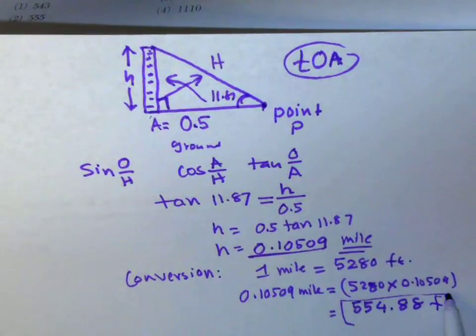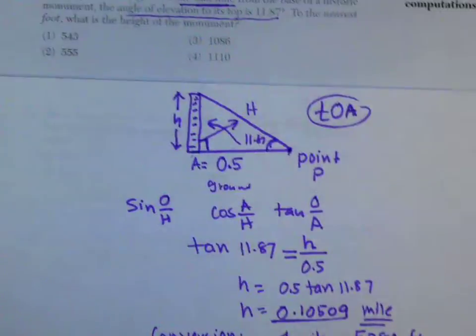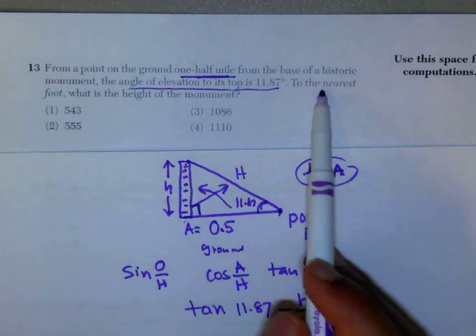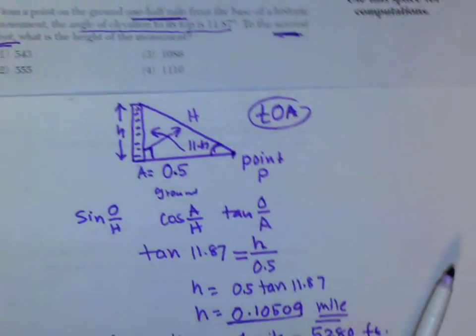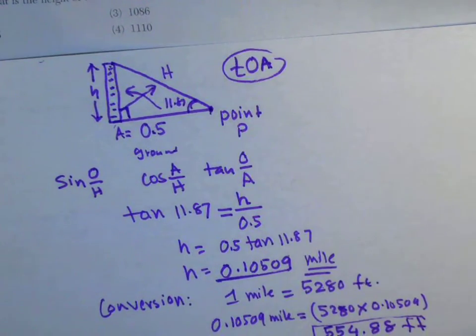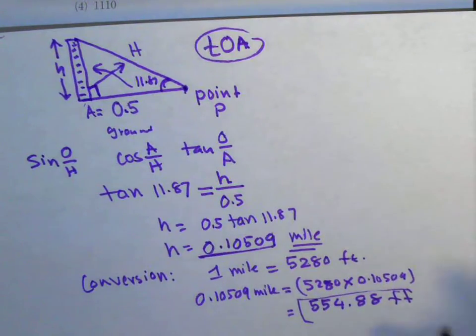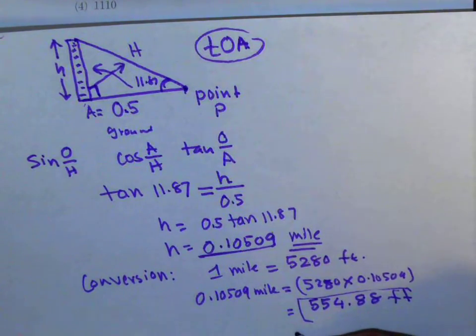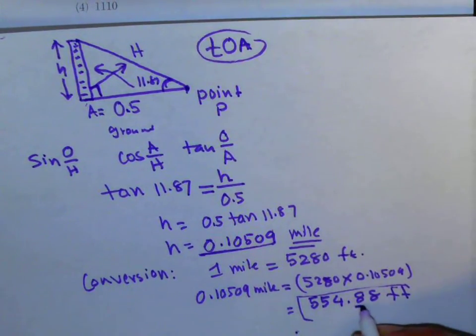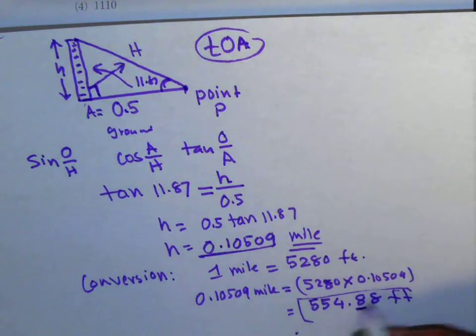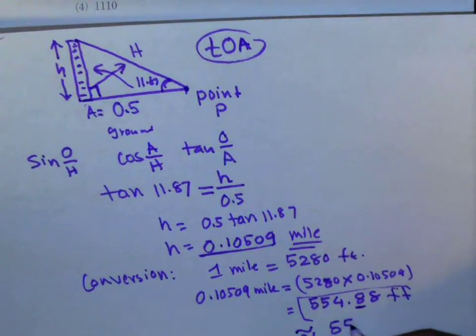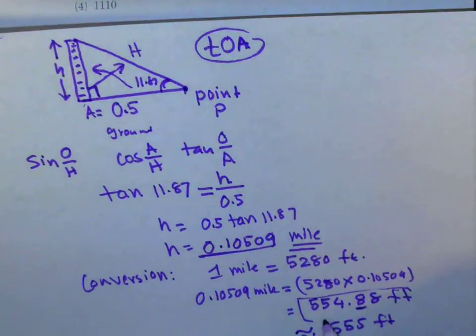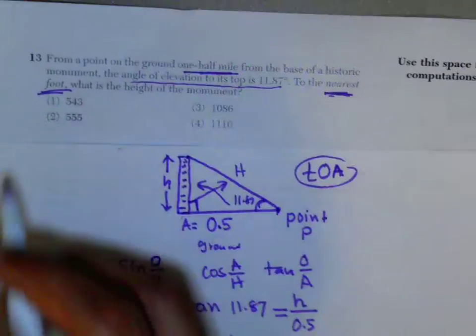But the question is asking us to round to the nearest foot. So we need to take our final response, which is 554.88, and convert it to the nearest foot. If the number right after the decimal is greater than 5, we're going to round up. So it's going to be 555 feet. This is the height of the monument. So the final answer is 555.